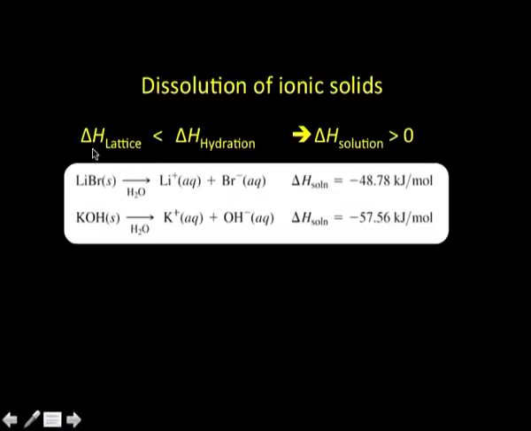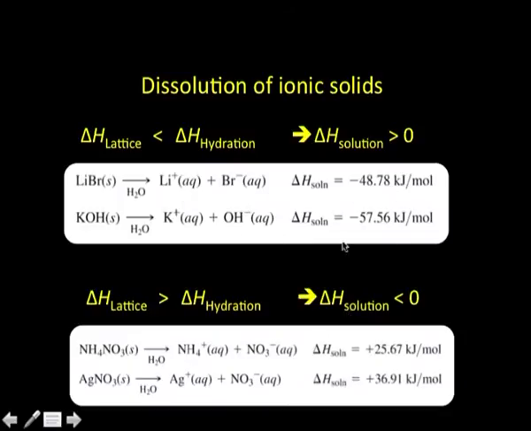Look at case 2. If delta H lattice happens to be much less than delta H hydration, our delta H solution will be greater than 0. It will be an exothermic process, and all such dissolutions will be very quick and spontaneous, associated with the release of energy. The examples here are lithium bromide or KOH put into water; you get solutions, and there is corresponding energy involved in that.